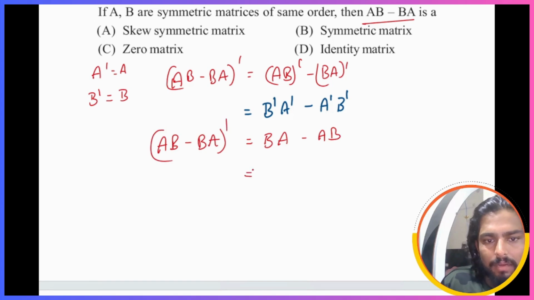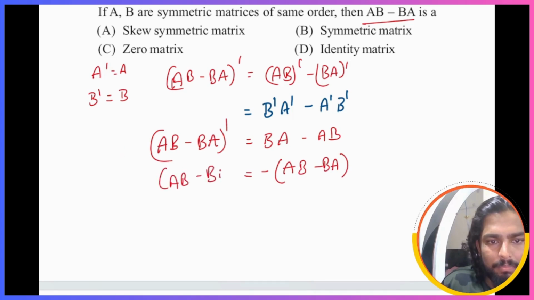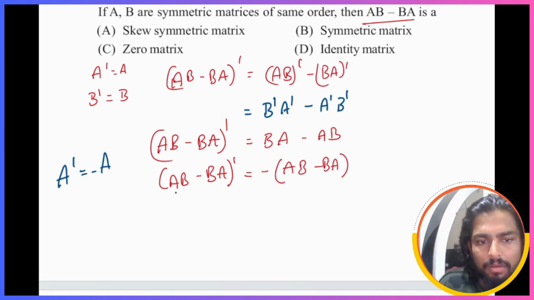Right, so now take minus common in this. So what do you get? If you take minus common, AB comes first. So AB minus BA, right, children? AB minus BA. So look at this, AB minus BA the whole dash. Okay, so what is a skew symmetric matrix, children? After taking the transpose, if you get minus A, it is called a skew symmetric matrix, right? That is what we have got right now. So AB minus BA the whole dash is equal to minus times AB minus BA. So that means we can say that it is a skew symmetric matrix, right, makle? Yeah, so option A, skew symmetric matrix, is the right answer.